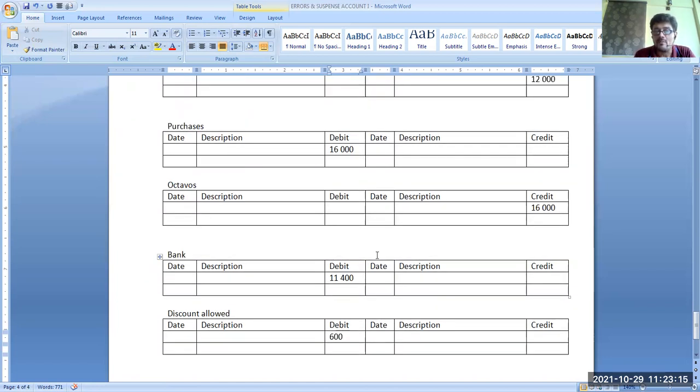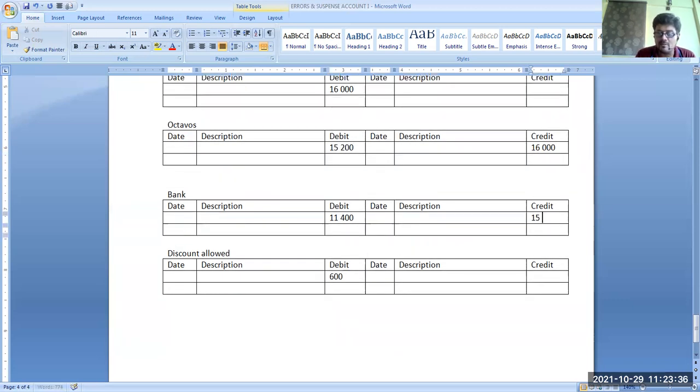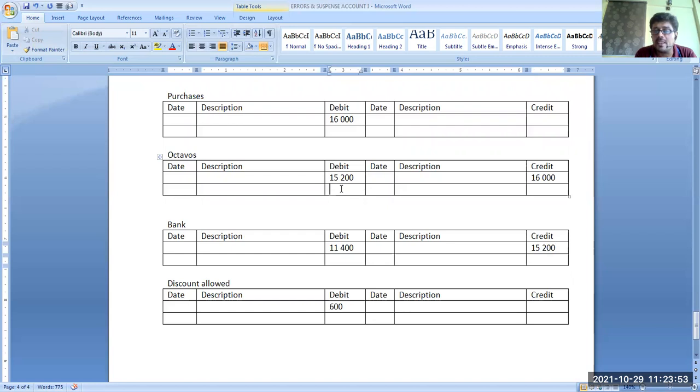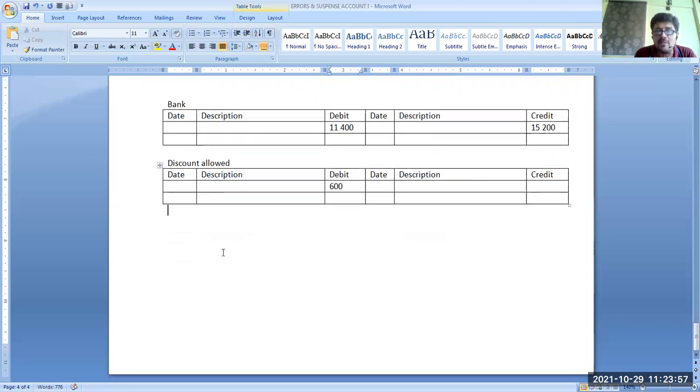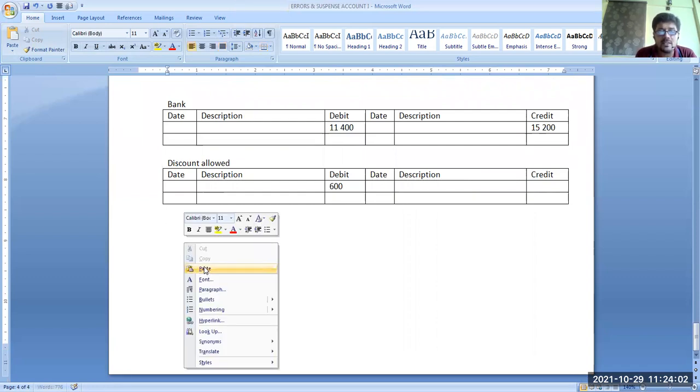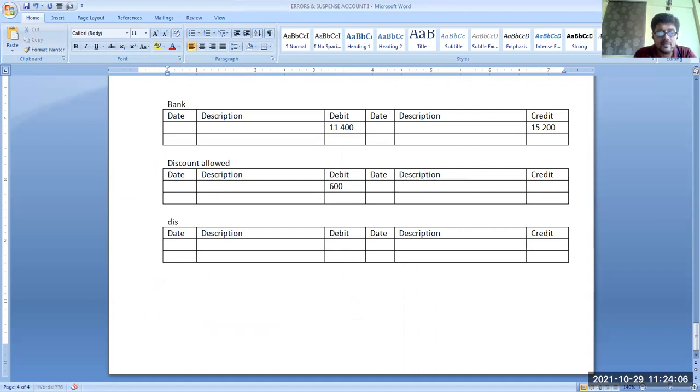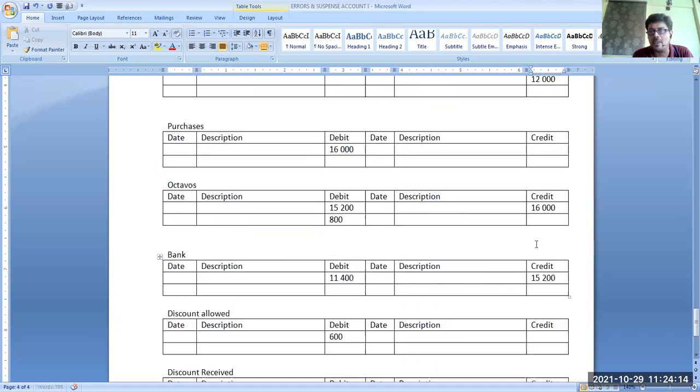Now, suppose we are paying Octavius, and we are paying 16,000 less 5% discount. So 16,000 multiplied by 95%. We have to pay 15,200 to Octavius. So Octavius is debited by 15,200 and bank is credited by 15,200. Getting my point clear? Now, how much is left in Octavius's account? 800. That 800 is going to be debited, and we will credit another account named discount received by 800. Getting my point clear?